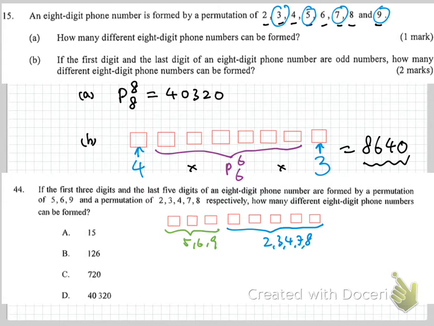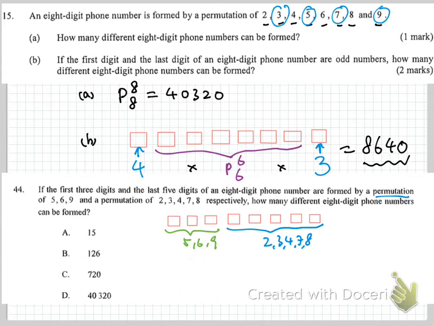So how many different 8-digit phone numbers can be formed? When I say a permutation, that means no repeat. It can be 5, 6, 9 or 9, 6, 5, and so on. We can have this, but we cannot have 9, 9, 5. No, we cannot do this. That's not a permutation of 5, 6, and 9.